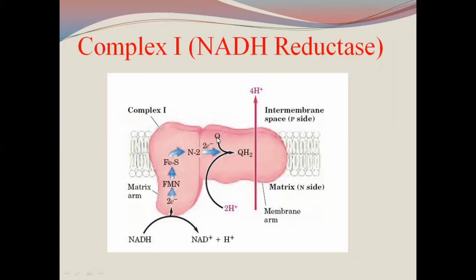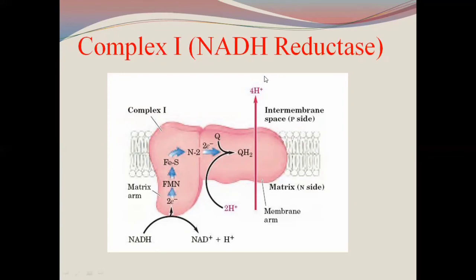So this Q will detach from complex 1, and it is lipid soluble and movable, so it will move inside the inner mitochondrial membrane. It will approach complex 3, and it will transport its electrons to complex 3. As a result of this transfer of electrons from the N2 center to the coenzyme Q, what will happen? The energy is used to pump the protons from the matrix to the intermembrane space.